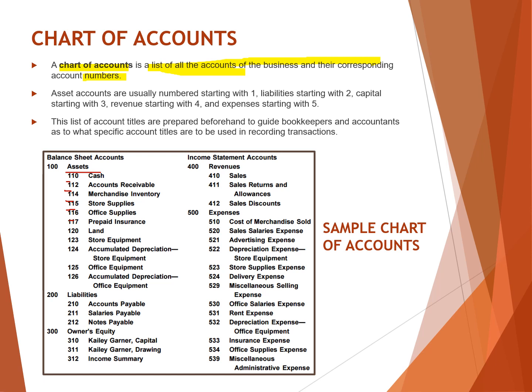Ngayon, pag pumunta ka sa liability, magsisimula siya lahat sa 2. Owner's equity, nagsisimula lahat sa 3. Revenue sa 4, expenses sa 5. Yan yung parang tinatawag natin na coding, pero ang tawag natin dyan is account numbers. Yan yung sinasabi kong ilalagay nyo sa posting reference. Ganun lang yung rule: kapag asset 1, liability 2, owner's equity 3, revenue 4, and expenses ay 5.